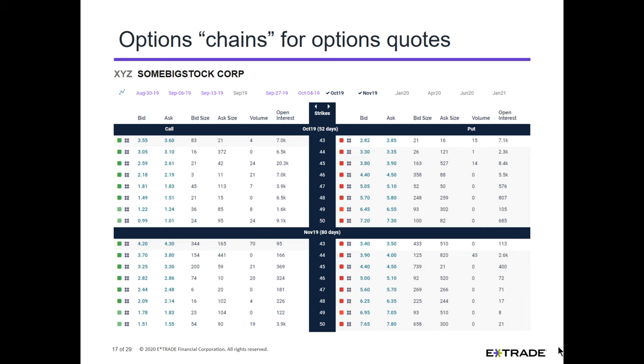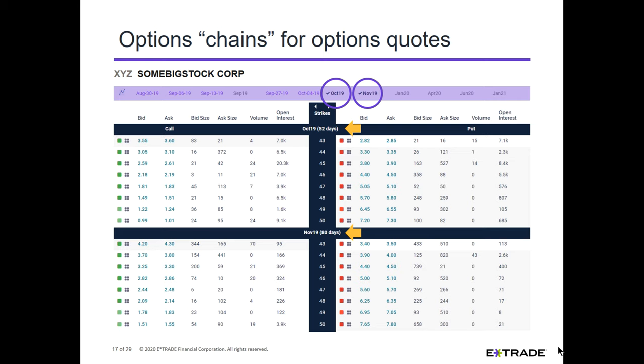This starts at the options chain. That's the big menu that gives you your choices. The various expirations are available across the top row here, this ribbon. You'll notice I've got two selected, these check marks. And we also show you in the display how many days until expiration. The available strike prices are down the center, and then calls are on the left and puts are on the right.